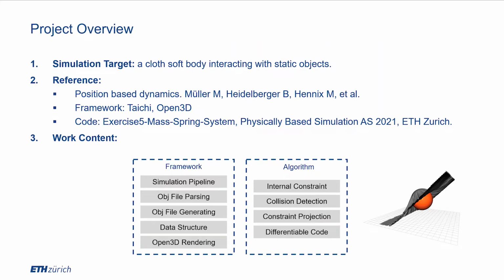First is the project's basic information. Our project is to simulate a closed soft body to interact with itself and static objects. Based on Taichi and Open3D tools, we implemented the simulation pipeline from scratch according to the paper by Müller. Our main reference code is from the course exercise of the mass spring system. Below are the details about our work.